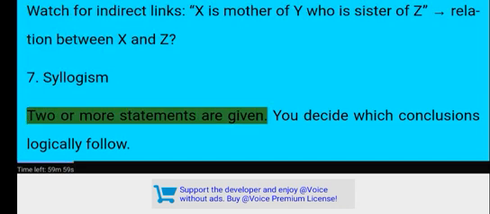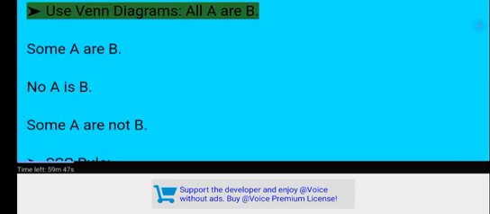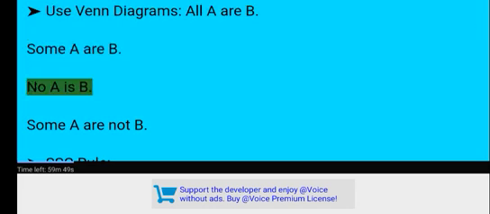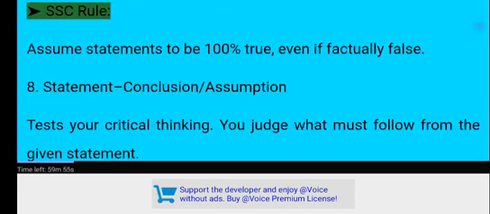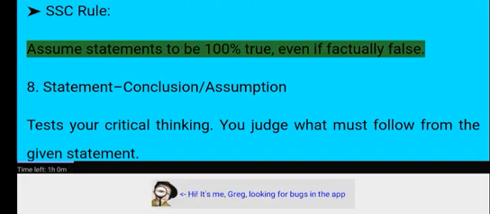7. Syllogism. Two or more statements are given. You decide which conclusions logically follow. Use Venn diagrams. All A are B. Some A are B. No A is B. Some A are not B. SSC rule. Assume statements to be 100% true, even if factually false.